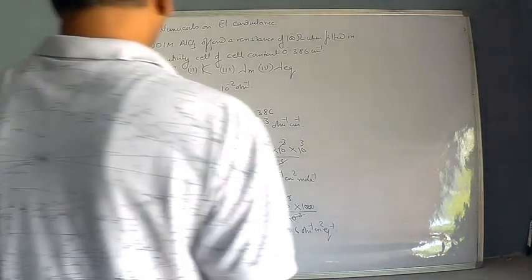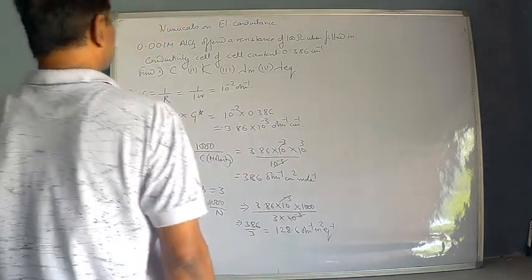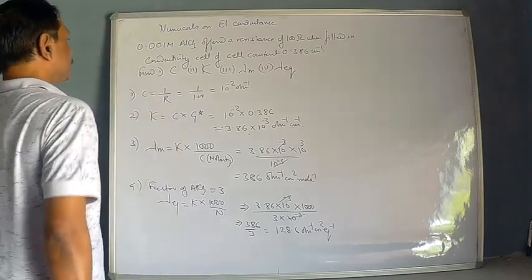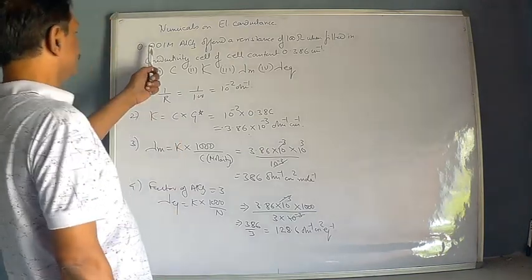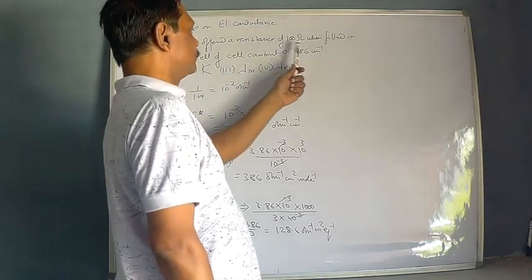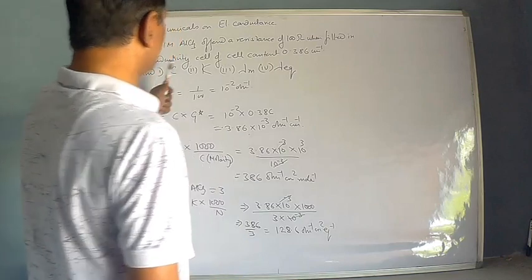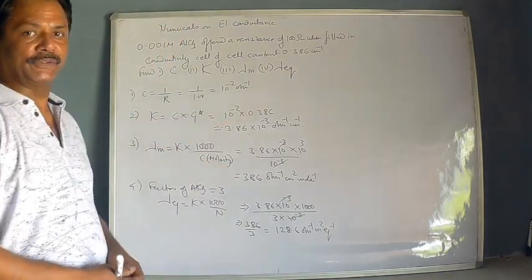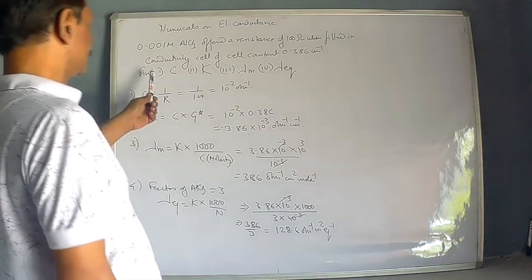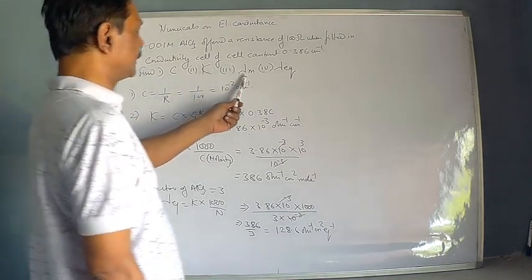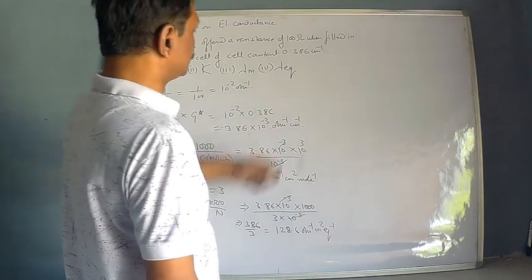So class, continuing numericals on electrical conductance. Here is one numerical on this. 0.001 molar AlCl3 offered a resistance of 100 ohms when filled in a conductivity cell of cell constant 0.386 cm inverse. We are supposed to find out conductance, specific conductance, molar conductance and equivalent conductance.